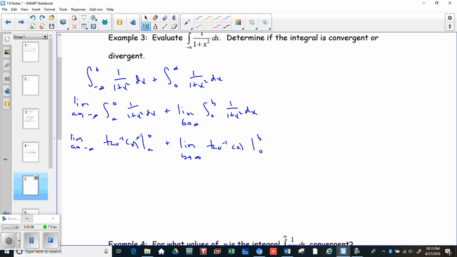And now we'll go ahead and plug these values in. So we'll take the limit as a approaches negative infinity of inverse tangent of 0 minus inverse tangent of a, plus the limit as b approaches infinity of inverse tangent of b minus inverse tangent of 0.